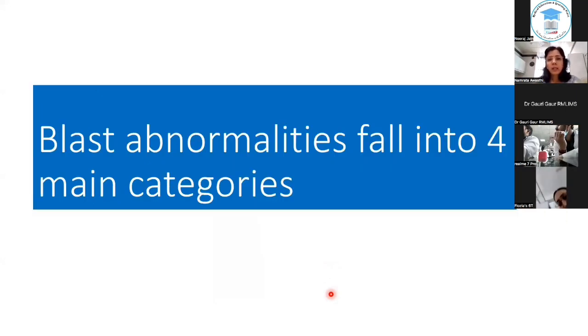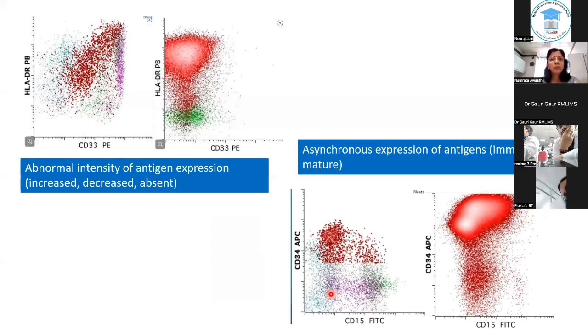Now, blast abnormalities fall into 4 main categories. There could be abnormal intensity of an antigen expression. So antigen expression could be increased or decreased or absent. This is a normal bone marrow and this is a leukemic bone marrow. You can see here that the red cells are the myeloid blasts and they have a pattern. They are gaining CD33 and HLA-DR. There is a pattern to it. And there is a specific level up to which 33 and HLA-DR are present in these cells.